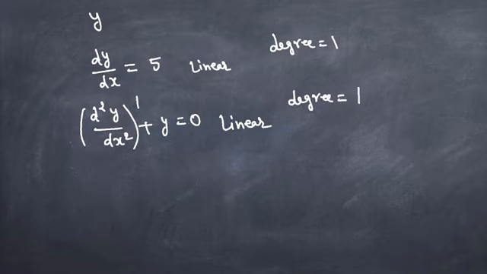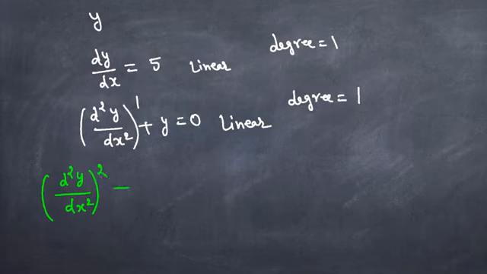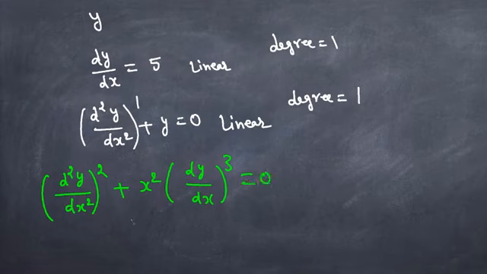For example, if I have, let's say, d square y over dx square raised to power 2 plus x square dy over dx cube is equal to 0. What is the degree of this differential equation? The power of the highest derivative, which is 2. And dy over dx is multiplying 3 times, that's why there is a cube.